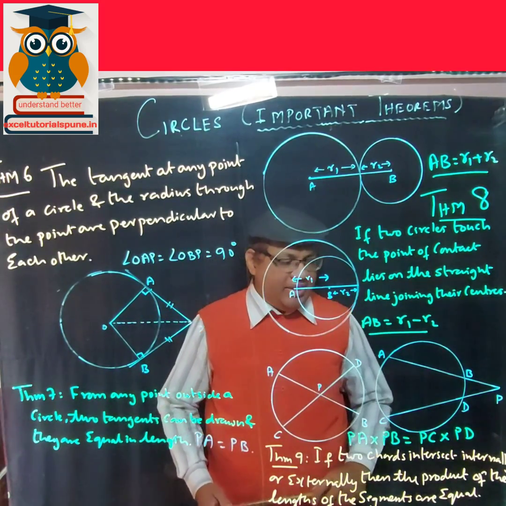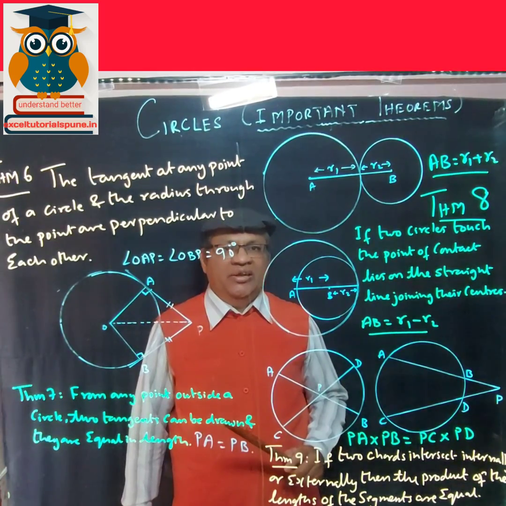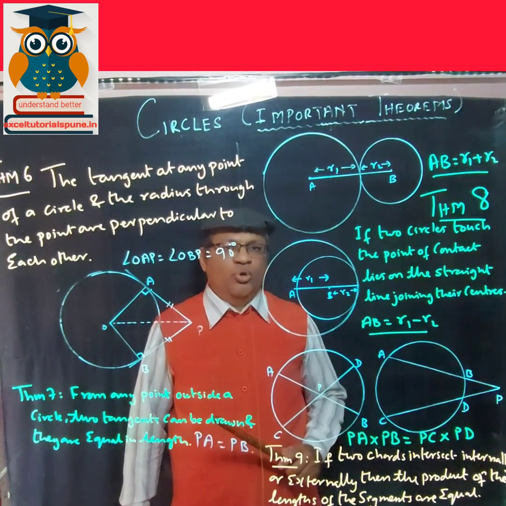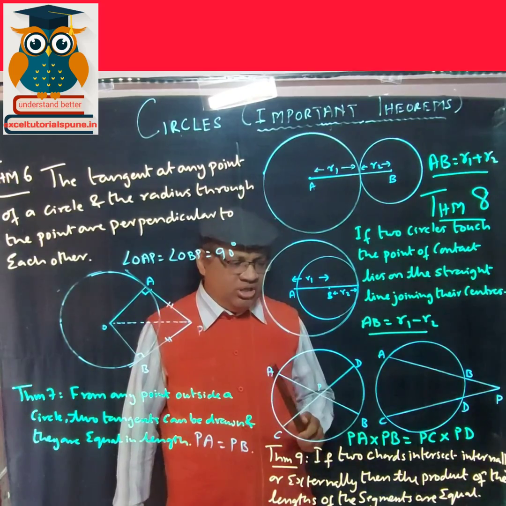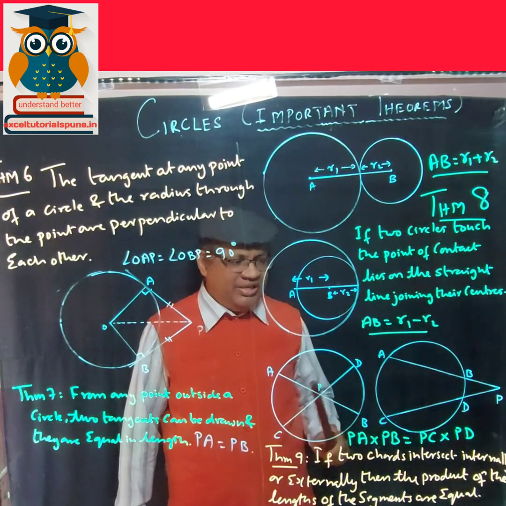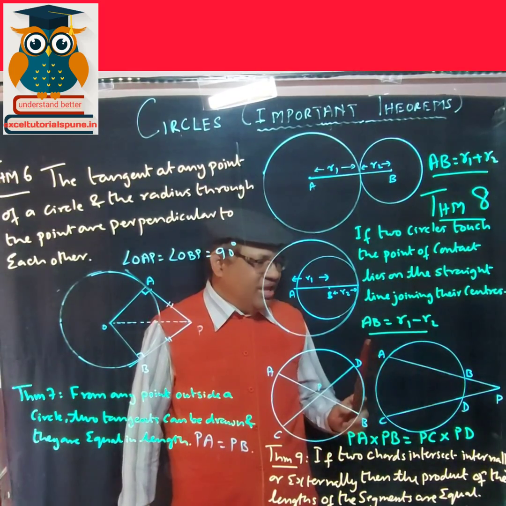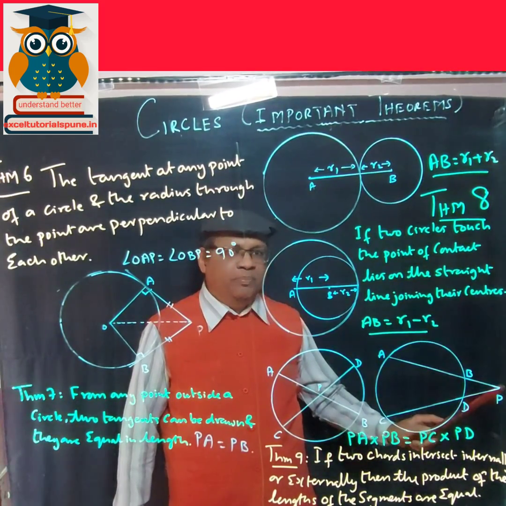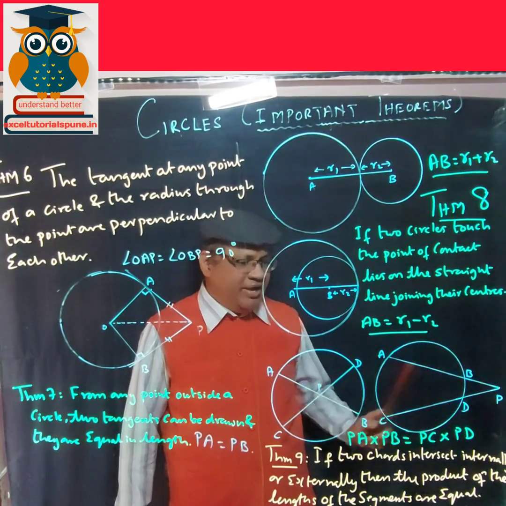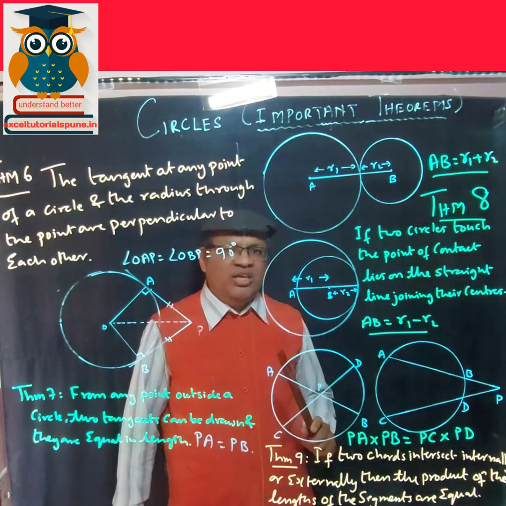Now theorem number 9. When two chords intersect internally or externally, the product of their segments are equal. Now see these two chords. A chord is a line which touches the circle at two given points. So AB is a chord and CD is a chord. They are intersecting internally at point P. And these two chords are intersecting externally at point P. In this, the point P is outside. In this, the point P is inside. So if the two chords are intersecting internally or externally, the products of their segments are equal.